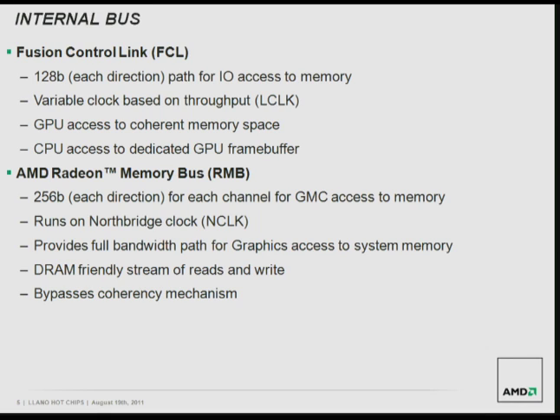The AMD Radeon memory bus is analogous to a direct connect graphics memory. Basically, what we're trying to do here is expose as much of the system memory bandwidth as possible to the graphics clients, so the graphics and multimedia clients. What we have implemented is a 256-bit read and 256-bit write bus in each direction for each memory channel, for a total of 1024 bits of connect between the GMC and the memory. That's easy enough to expose the full bandwidth, the full 29 gigabytes per second that we can get from 1866 memory.